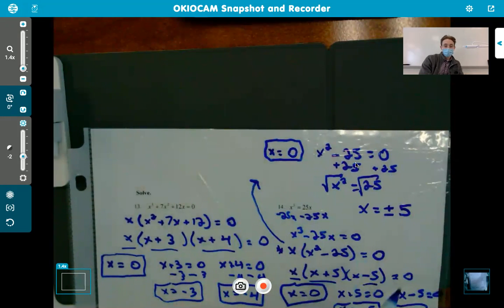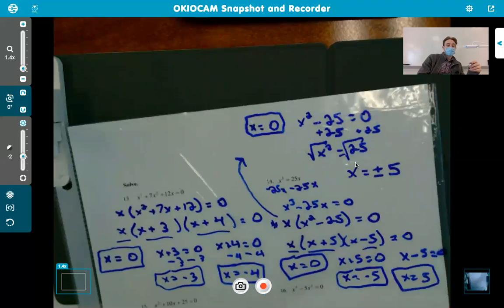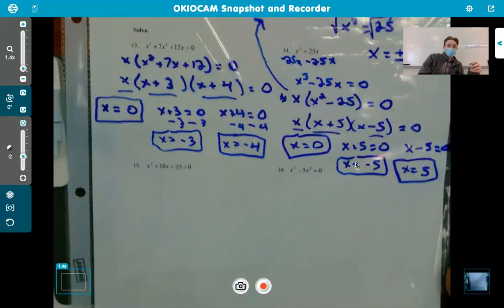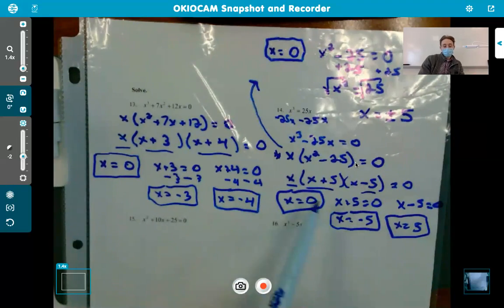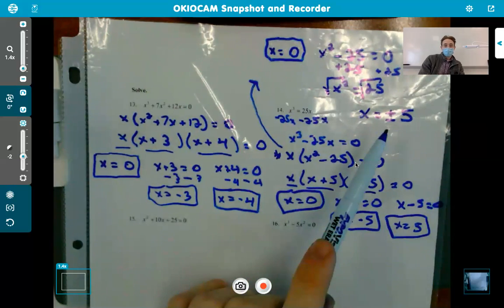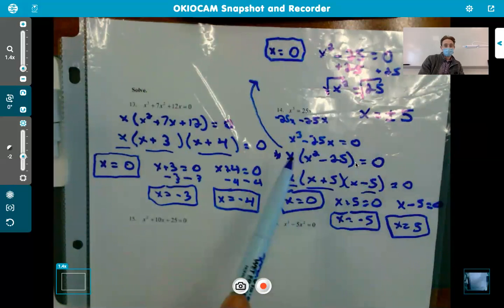So in this case, square root of 25 is 5. I take the square root, I'm left with x equals positive negative 5. Well, notice that when we did the difference of squares, we were left with x equals negative 5 and x equals positive 5. So either way that you could have done this, whether you stopped here and set them equal to 0 or continued to factor and set them equal to 0, you would have gotten the same answer.